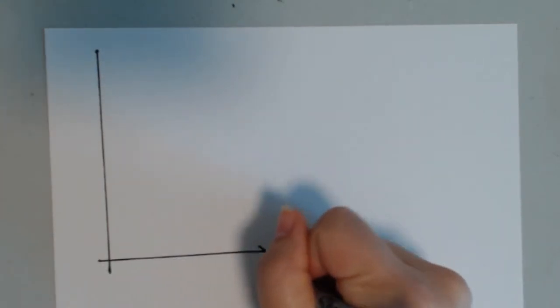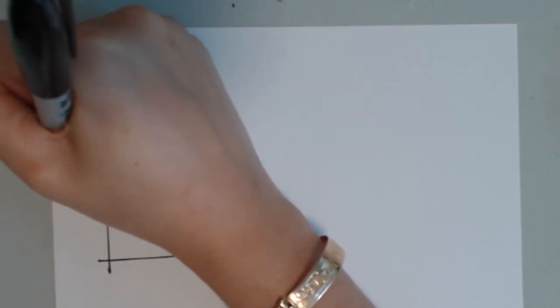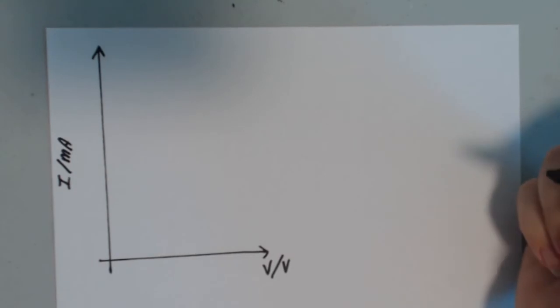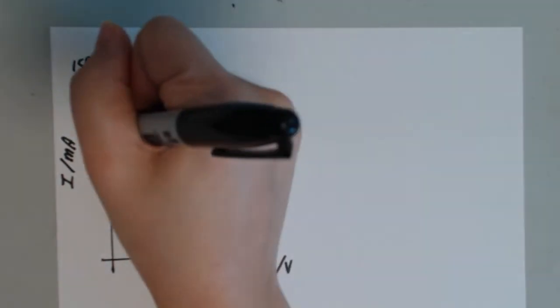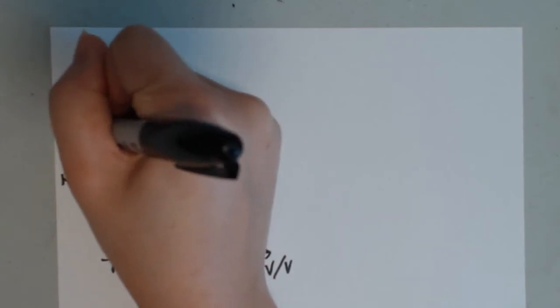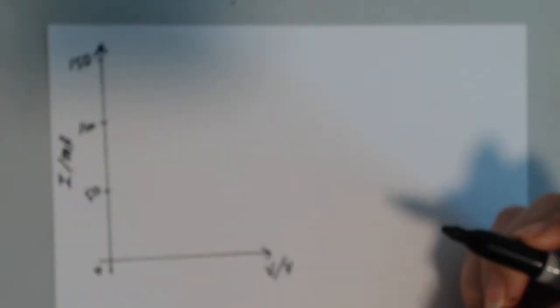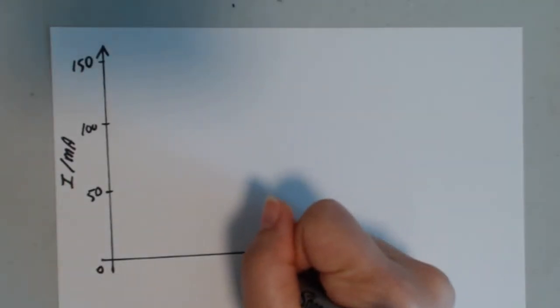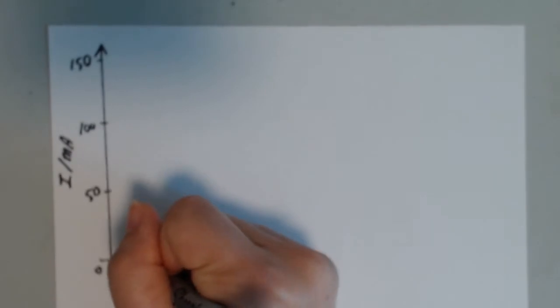So I've got voltage measured in volts on the horizontal axis, and I've got current measured in milliamperes, so pay really close attention to that. So I've got 150 at the top, and then about a third of the way down from that I've got 100, and about another third of the way down from that I've got 50, and there's 0 at the bottom. This thing goes to 8, so half of that is 4. There's 6, there's 2.